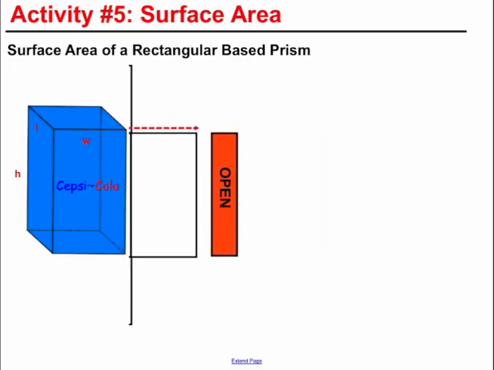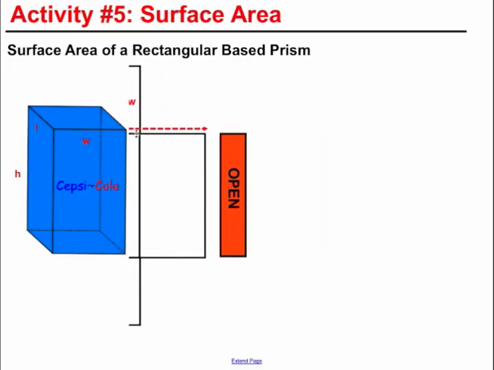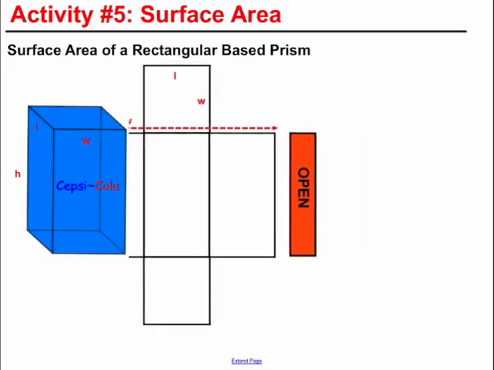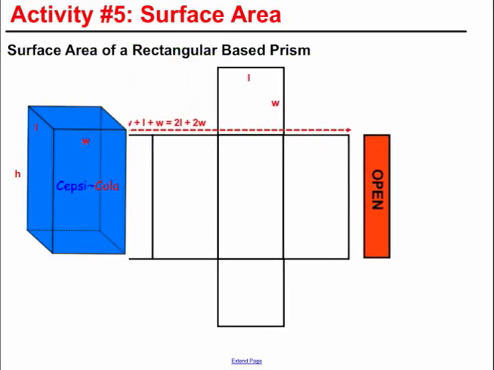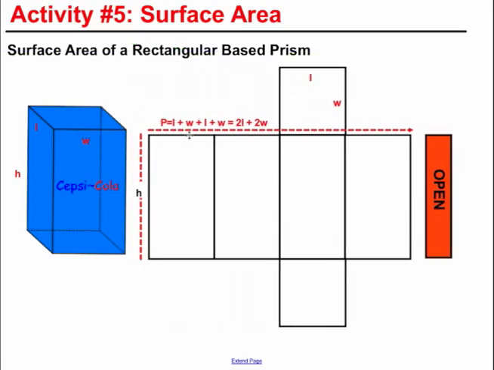Just to show you, that's like our first width. Then comes our length. Then comes our width, and then comes our length again. And here's the height. This represents the top and the bottom. So what we just created is something, as you probably heard before, called a net.